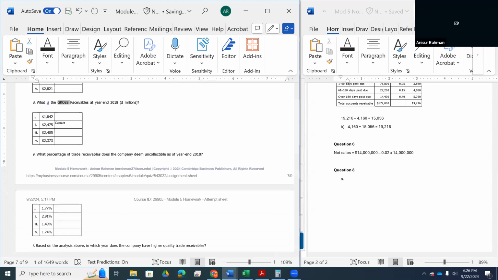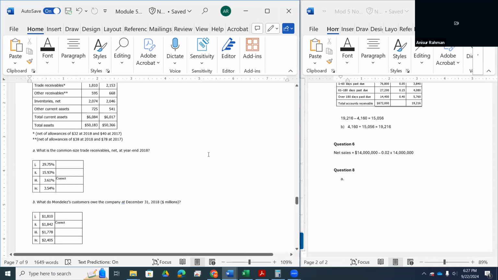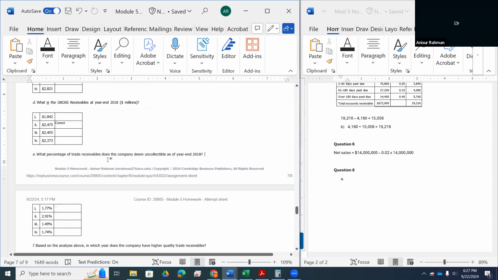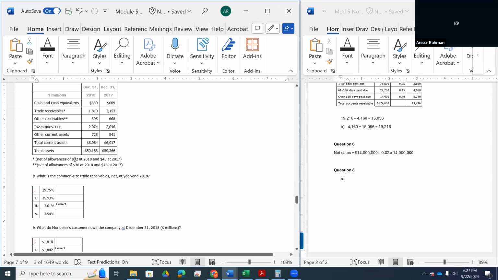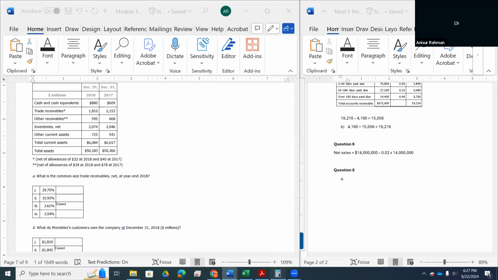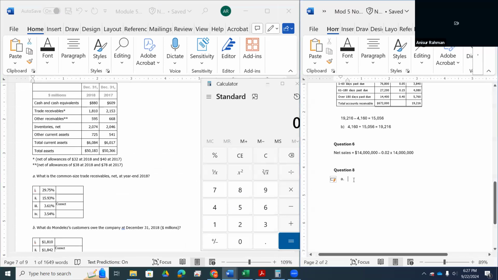Okay. What percentage of trade receivables does the company deem uncollectible? Year-end 2018 uncollectible is, and it is talking about only trade receivables. So this is the amount that is uncollectible, 32. So we have to take 32 divided by trade receivables, 1810. But remember, this amount, 1810, we got this after we have subtracted 32. So we have to add this back for the denominator.